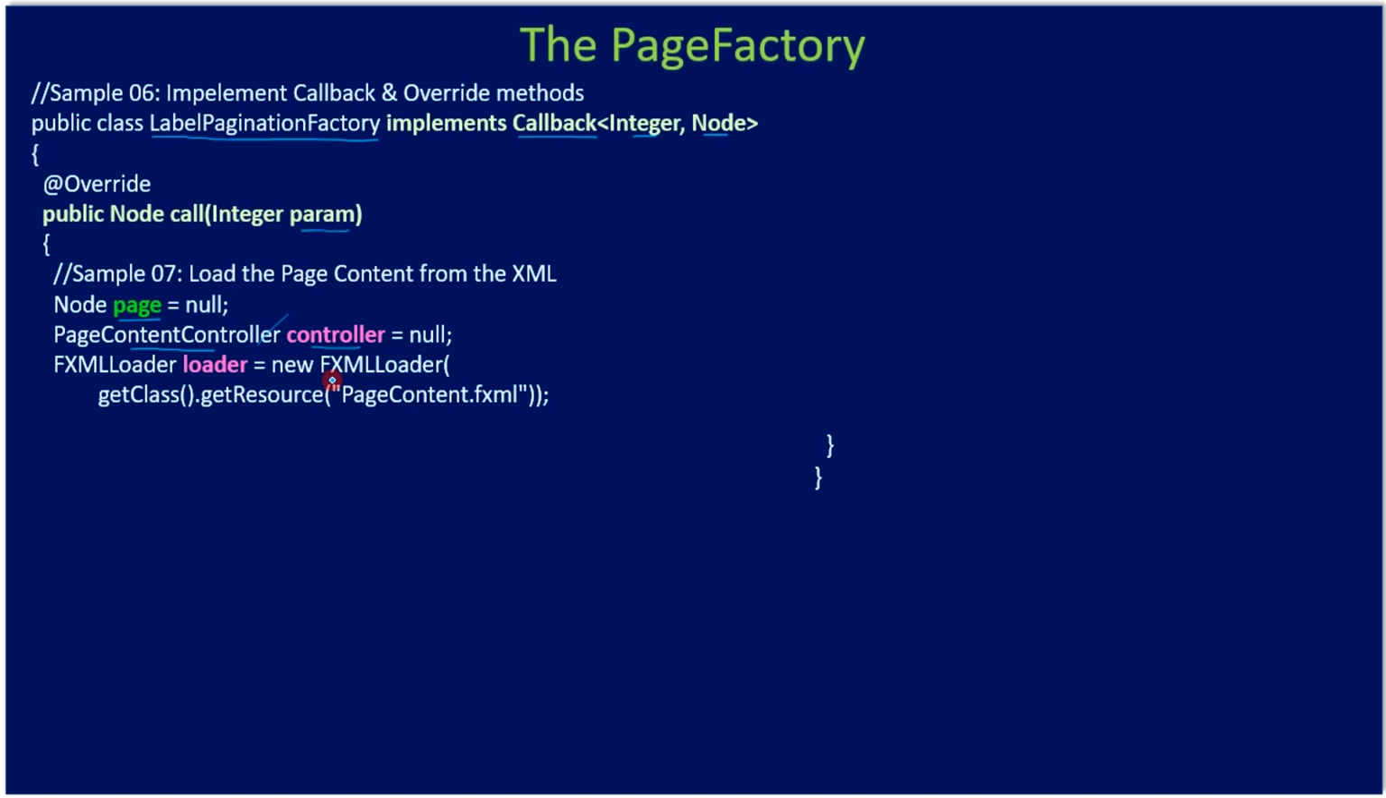Here, if you see, we are using FXMLLoader, and we point to our FXML content, page content.fxml, which we designed in the previous video, which contains an HBox as well as a VBox, and the labels are organized inside the layout. So that will get loaded, and we are holding that in the loader.